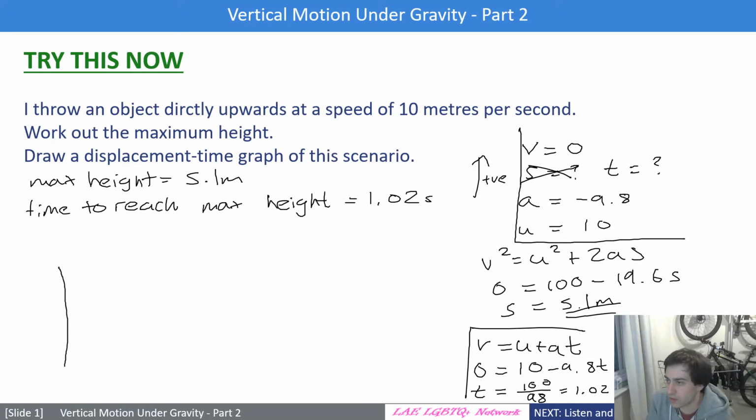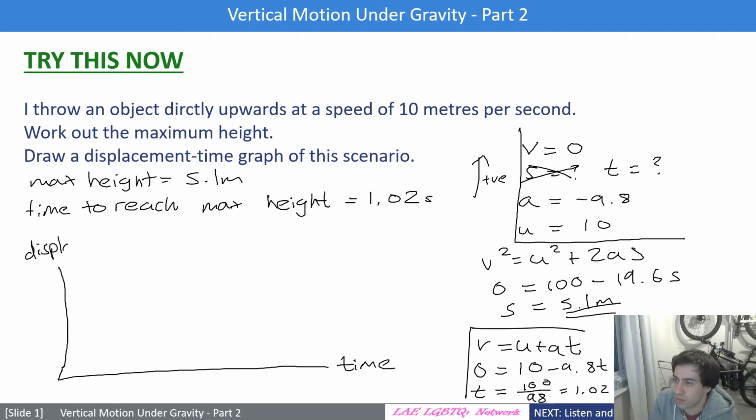So then the displacement time graph is going to look something like this. We want the key features. So we've got time, we've got displacement. So let's mark on a few things. We know that at time 0, its displacement is 0, so it goes through the origin. At time 1.02 seconds, let's mark that there, it's at a height of 5.1. Let's mark that on. Okay.